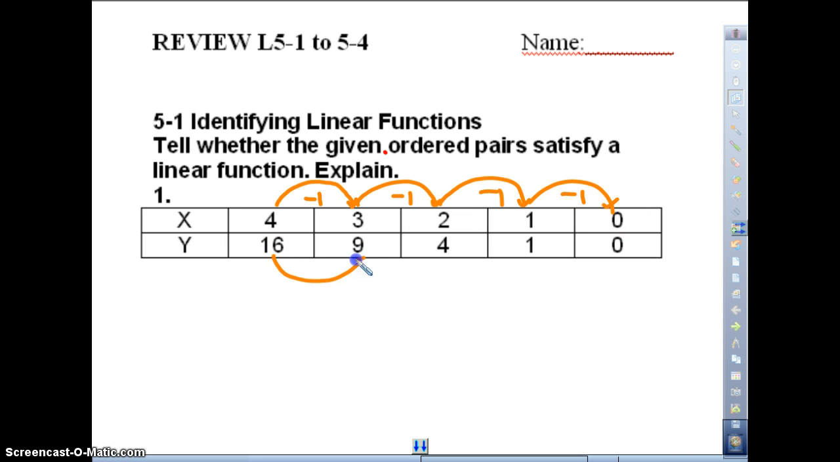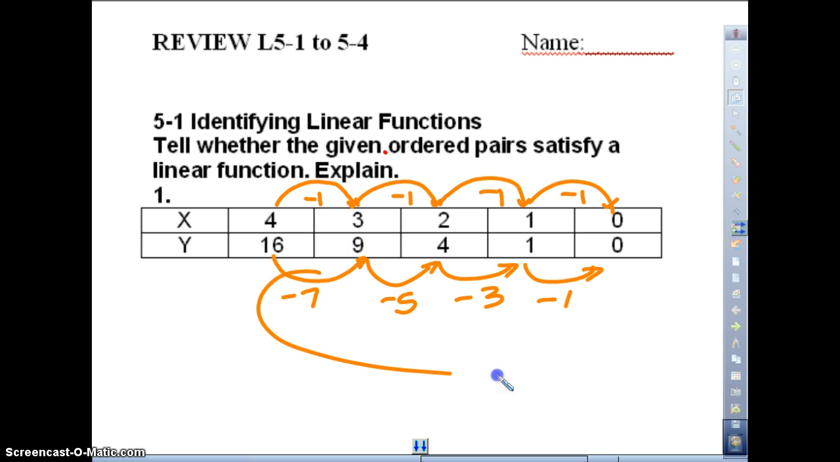From 16 to 9, I subtracted 7. From 9 to 4, I subtracted 5. From 4 to 1, I subtracted 3. From 1 to 0, I subtracted 1. There definitely is a pattern there, but do I have a constant change in my y's? No. And because I don't, this is not a linear function.